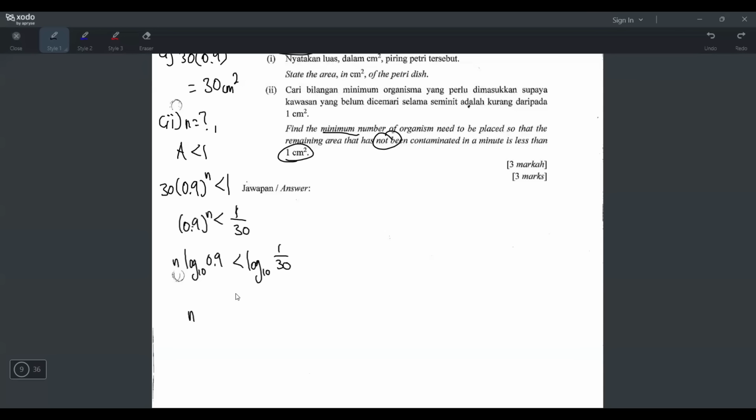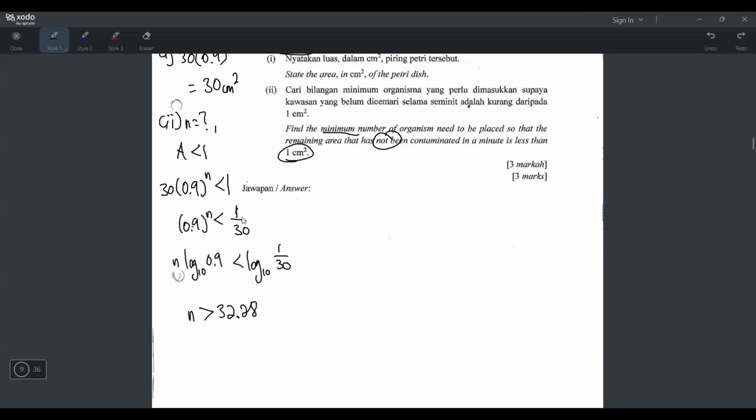It gives many decimal places, so I will just write 4 significant figures. So 32.28. Now I want to ask you, does the symbol have to be written smaller or bigger? Bigger. Why did the smaller suddenly flip and become bigger? It is because you divide with a negative value. Yeah, log 0.9 is negative, right?